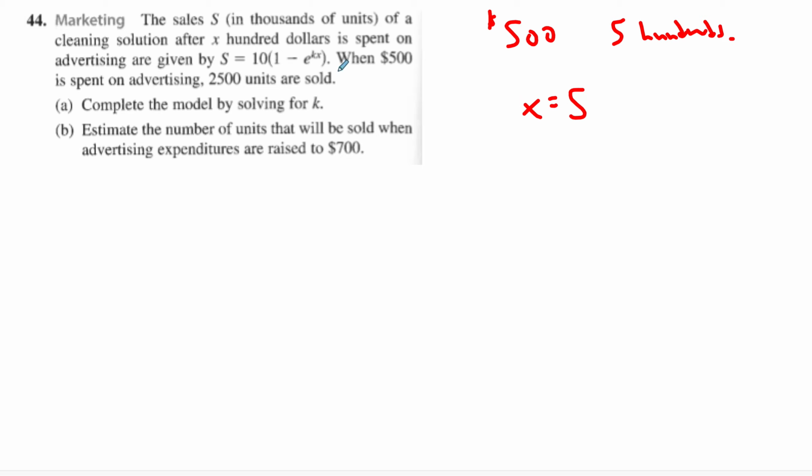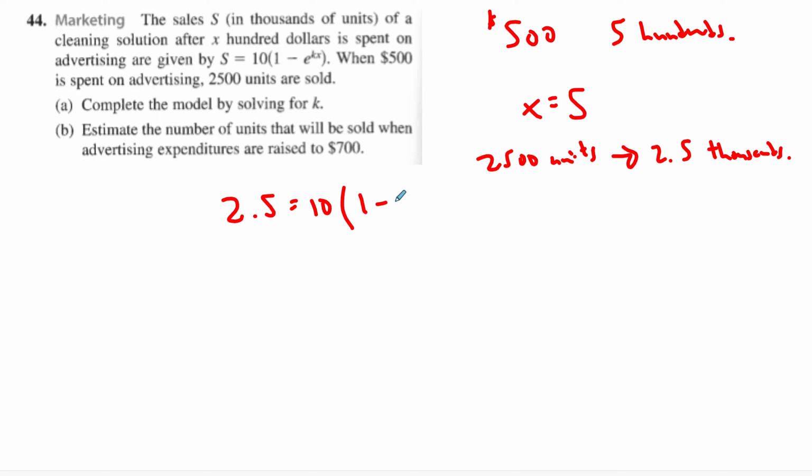This is kind of important. Now S, 2,500, in thousands of units. So 2,500 units is 2.5 thousands of units, right? This is kind of important because you get to translate what these things meant, because it says the units here are in thousands of units. So this means we're looking at 2.5 equals 10 times 1 minus e to the k times 5.